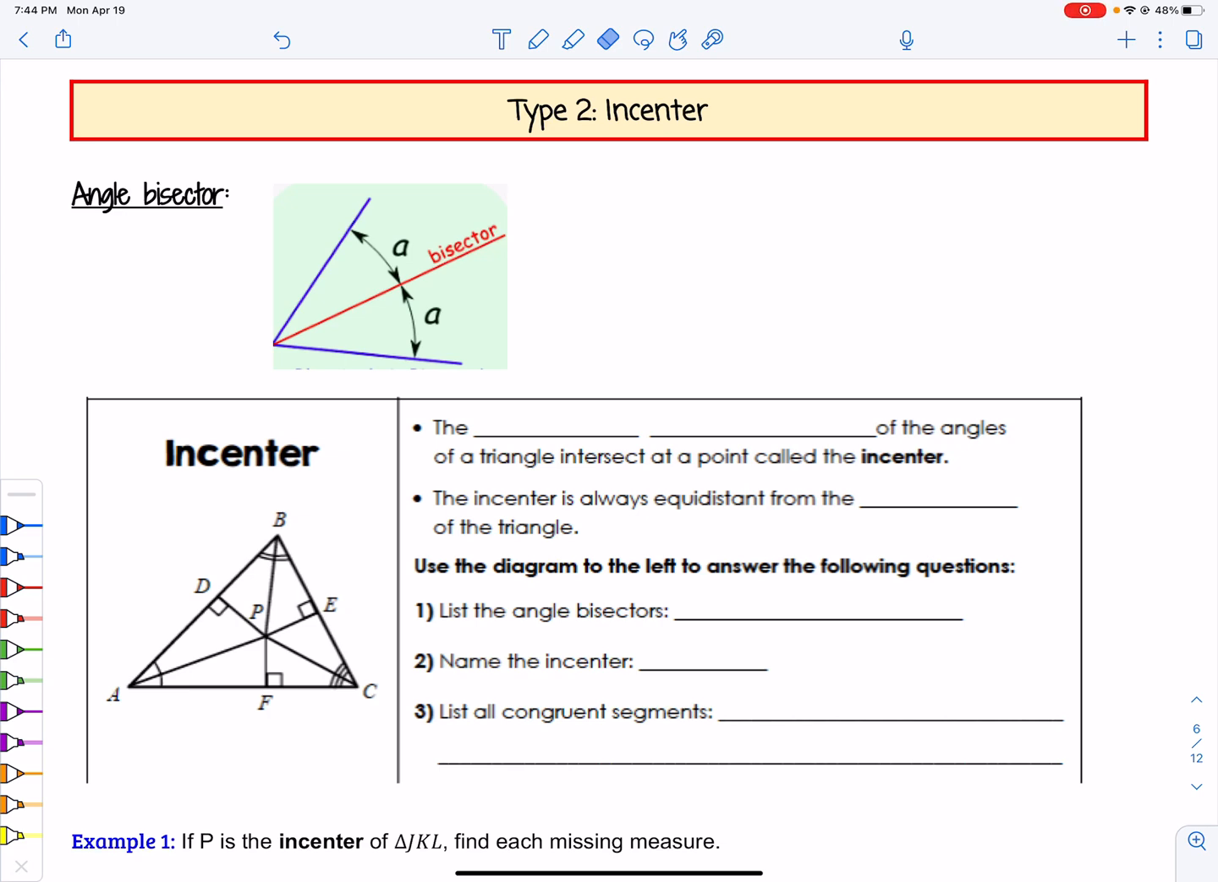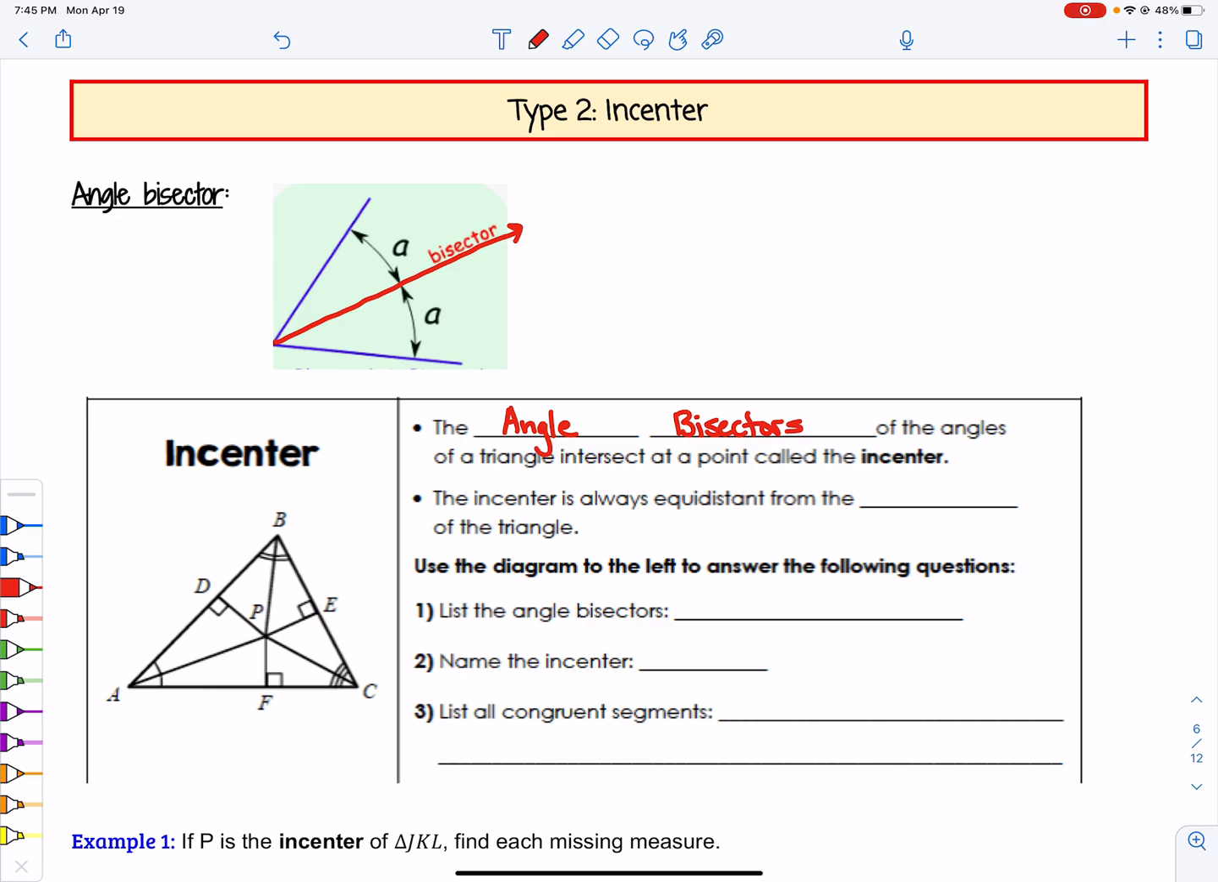In this video, we're going to take a look at incenters, another special type of what we call centers of triangles. The angle bisectors of the angles of a triangle intersect at a point called the incenter. So let's write that in that first set of blanks in your notes. The angle bisectors. So a nice picture of an angle bisector is up there at the top of the page.